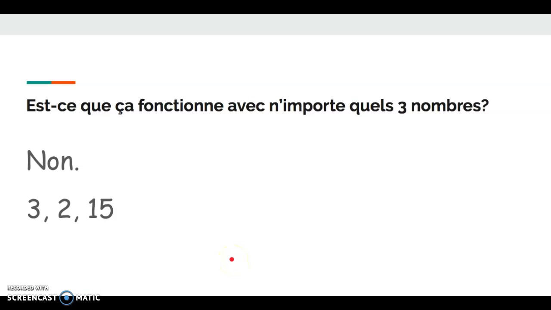Now, does this work with any three numbers? And the answer is no. For example, 3, 2, and 15. This is not a family of multiplication and division because we can't make a division or multiplication out of these numbers. 3 times 2 does not equal 15. 15 divided by 2 does not equal 3. So I will only ever give you three numbers that work together as a family of multiplication and division.